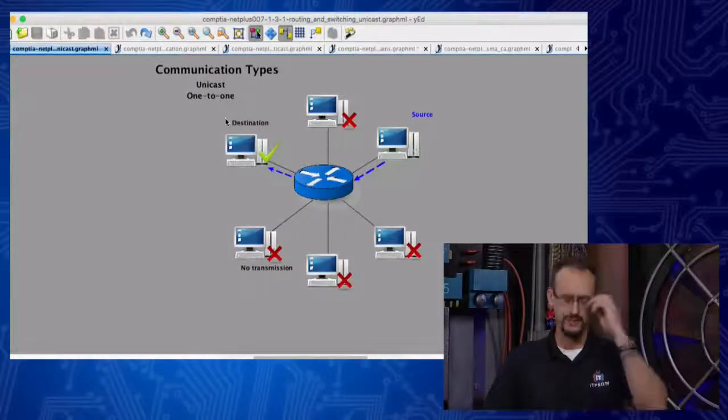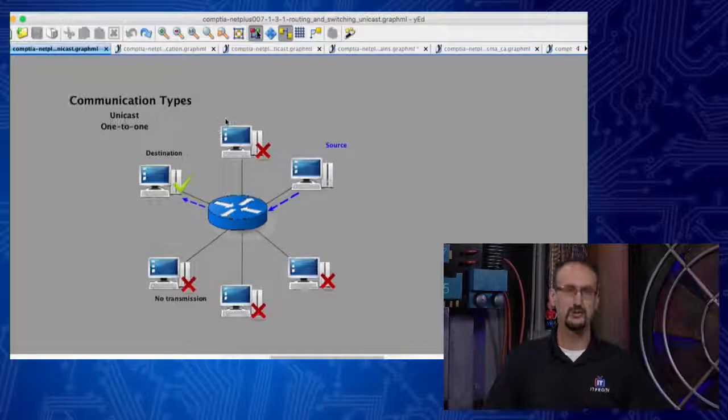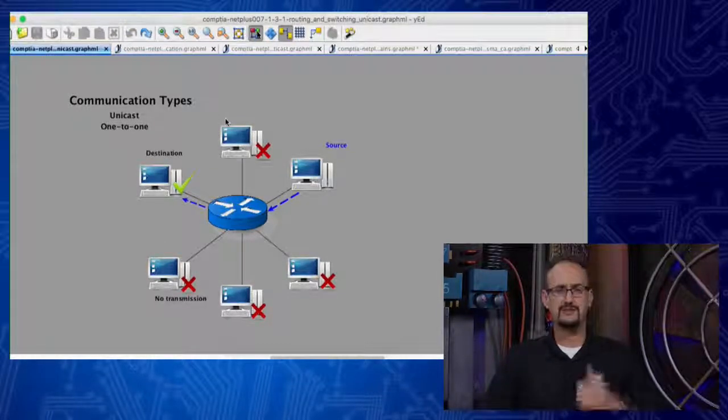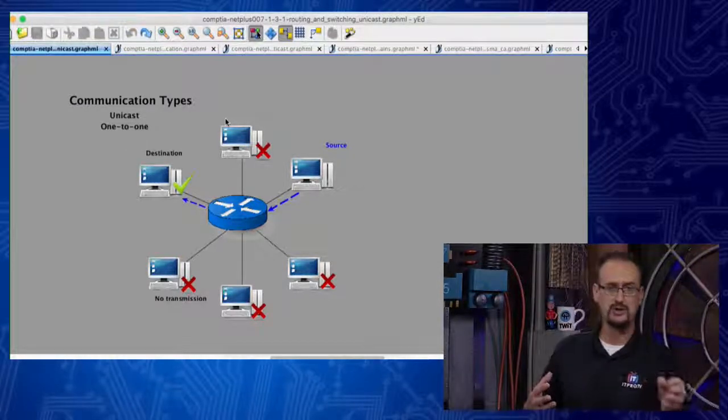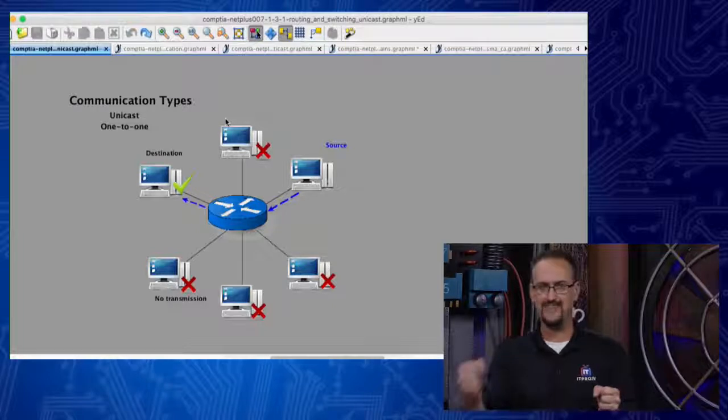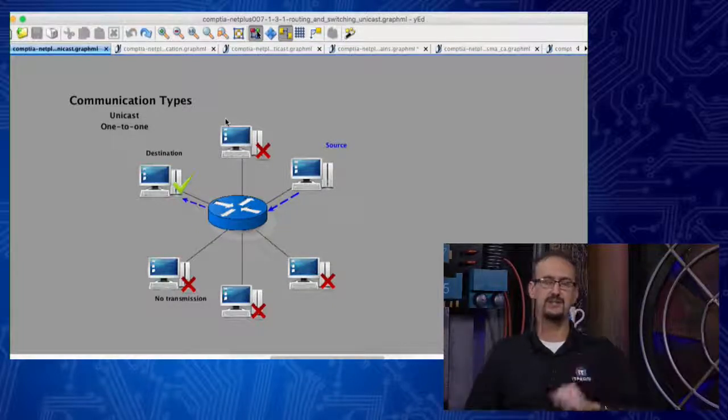So the very first one I want to call out is, and I got a little diagram here, this communication type is what's known as a unicast. And when we look at unicast, it is a one-to-one communication. That's really what it boils down to when we say we have a source of the communication and a single destination. Source and destination, that's a unicast.